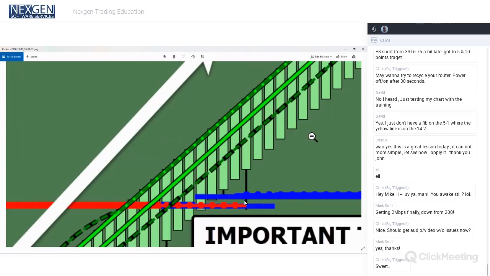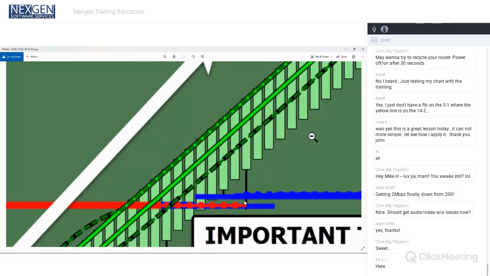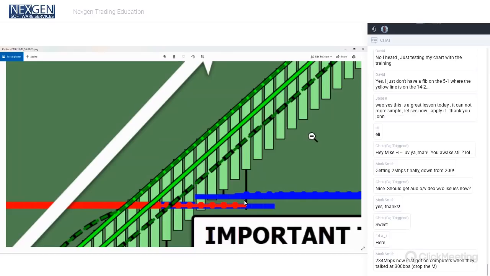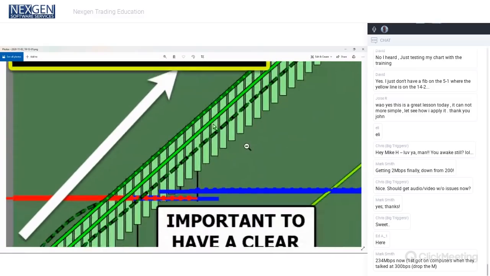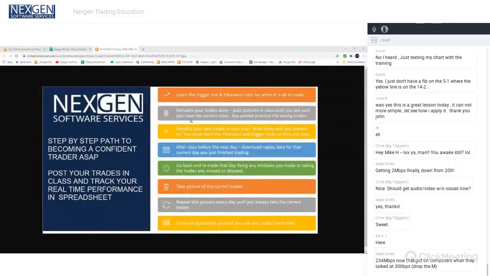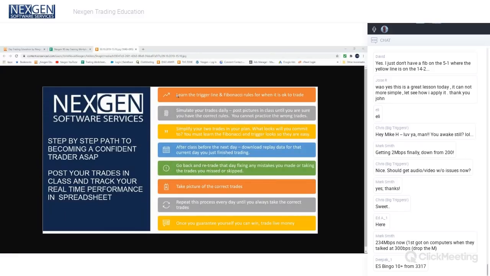I honestly believe that we've got the whole secret to the market unlocked. When you have strong triggers in the right areas, you've got a really good chance. And when you have weak triggers and you have termination conditions, your chances go way down. It's really important that you learn the looks that will win or lose, number one. And then number two, that you simulate your trades during the day and you post pictures in class.